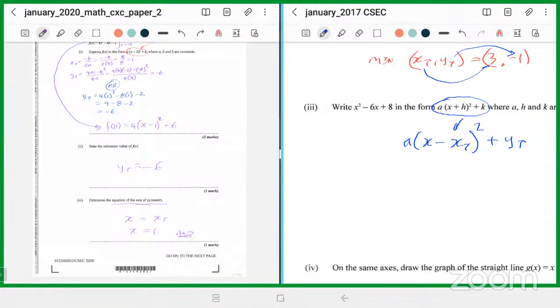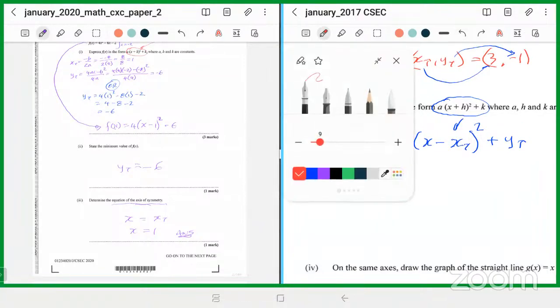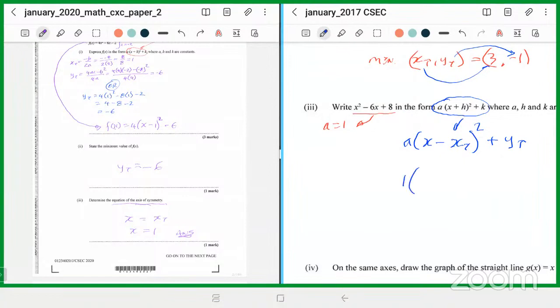I have the graph. I can see that xt is 3 and I can see that yt is -1. And from this expression, the a is clearly equal to 1. So I know a is 1, xt is 3, and yt is -1. I don't have to calculate it down. You can just write it as this: 1 times (x minus 3) squared, and for the plus yt, I'm going to write -1. And I'm done. This is the answer.